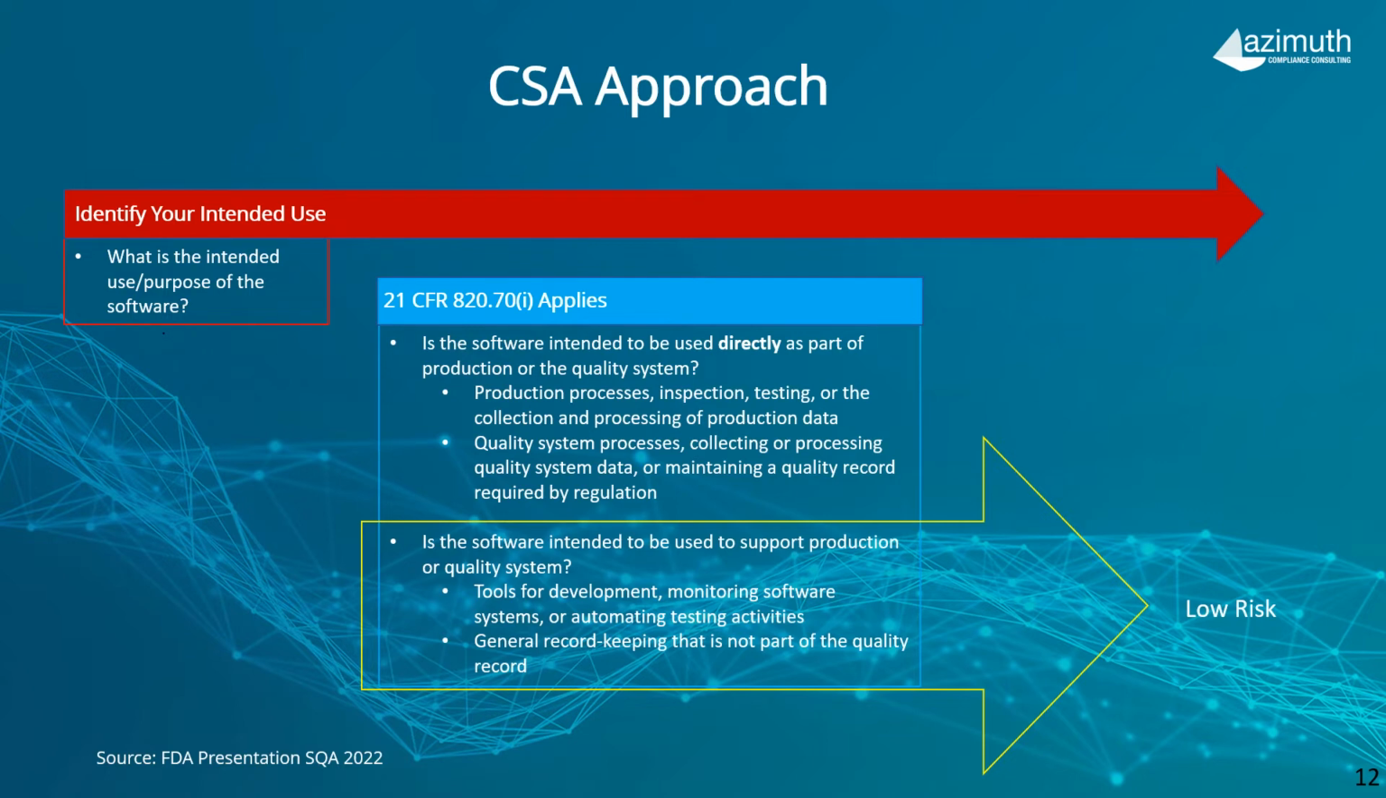I'm still asked by many companies if I have a set of user requirements they can use. My answer is, why did you buy the system? What is a predicate rule? What predicate rule applies? That is your starting point and critical to the CSA model. You must know your intended use and your acceptance criteria around the intended use.